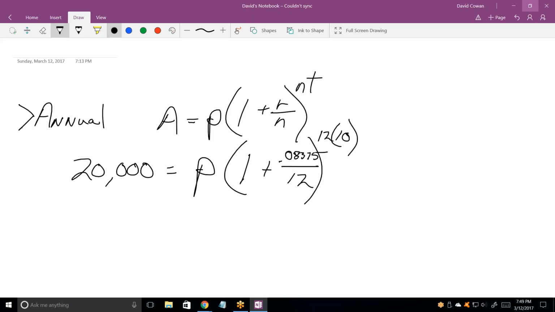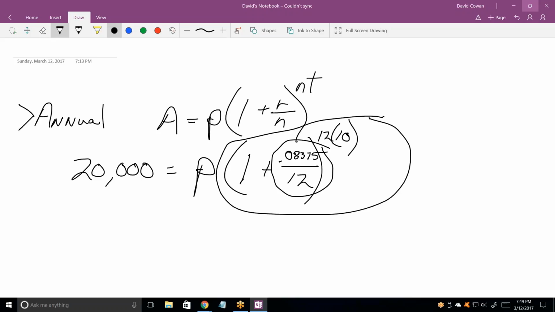In other words, figure out what number that is, add it to 1, take it to the 120th power, and then whatever you get, divide 20,000 by that whole number, and you've solved for P. Got it. So it's actually simple algebra even.